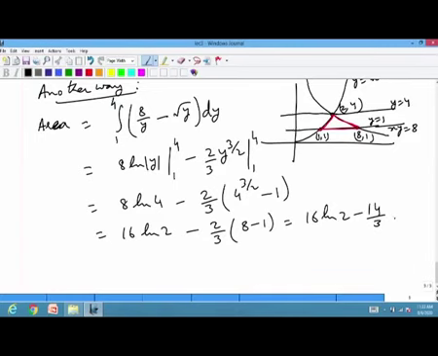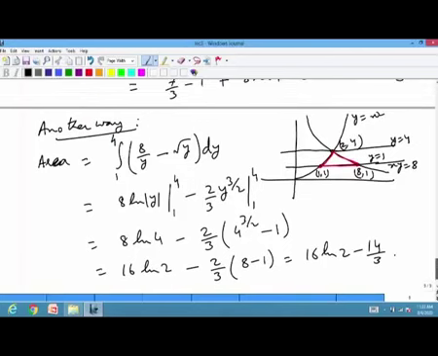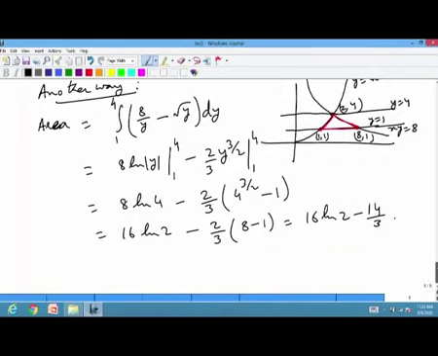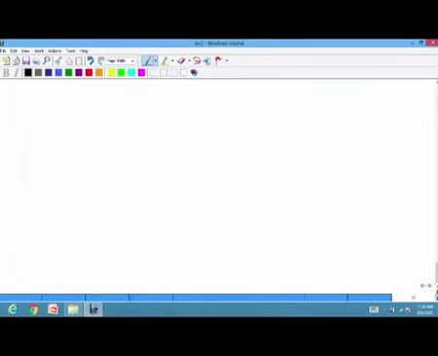So, in some problems, instead of writing as integral of f of x dx, we can do integral of some f of y dy, and that might be easier to evaluate. Let us move to question number 3.